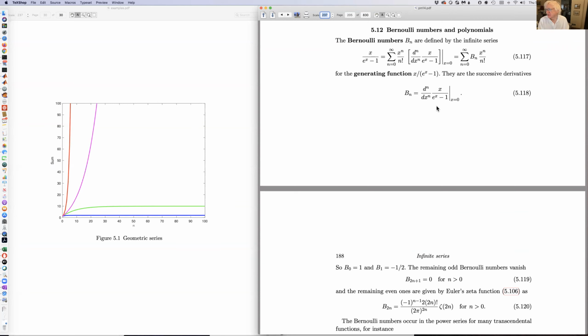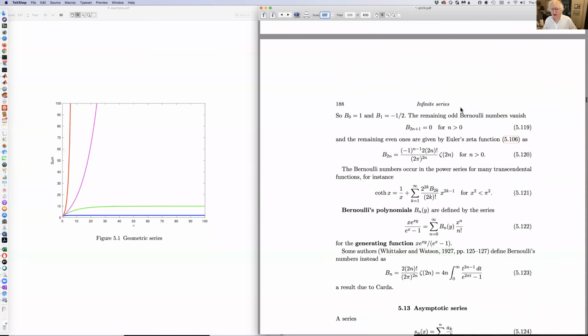Anyway, Bernoulli numbers. These are defined in terms of an infinite series. So you take x over e to the x minus 1, and you do a power series for this. Of course, it's x to the n over n factorial times the nth derivative of this thing at x equals 0. And that is the Bernoulli number. So the nth Bernoulli number is the nth derivative of x over e to the x minus 1 at x equals 0.